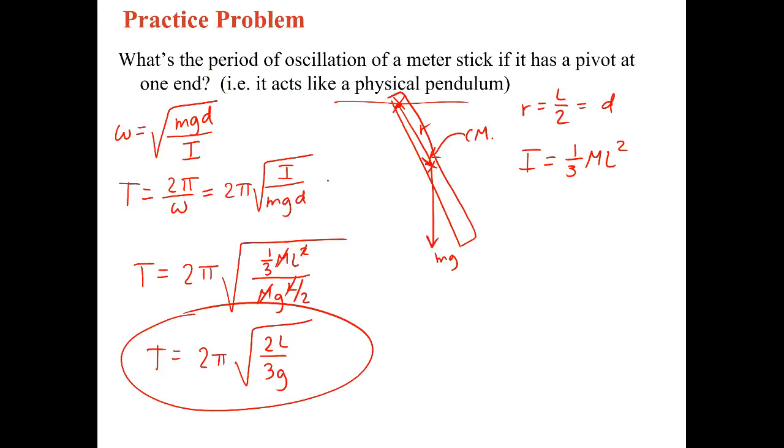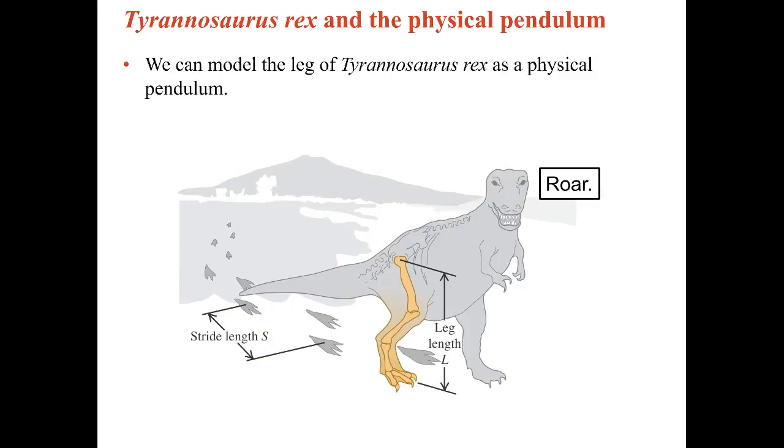Okay? So one cool example of a physical pendulum, roar, the leg of Tyrannosaurus Rex. Okay? So the leg length is L, and it acts as though it's pivoted right here. And so you can actually figure out a lot about dinosaurs and their motion by analyzing them using the ideas of simple harmonic motion.